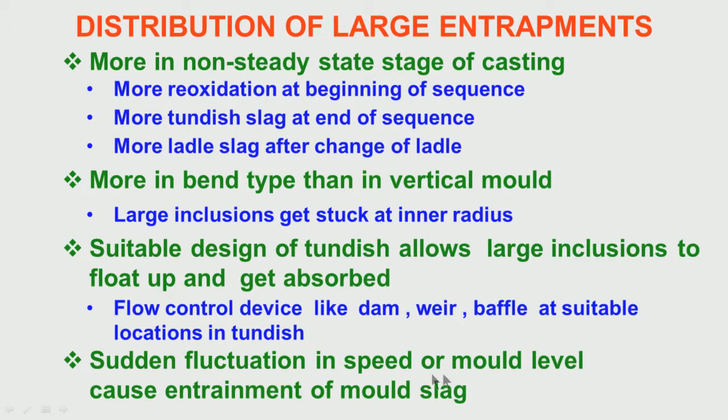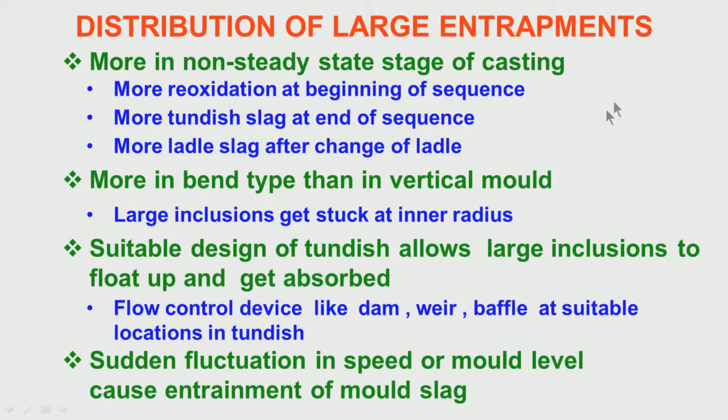Then sudden fluctuation of speed or mold level can cause entrainment of mold slag. So we know at what stages there are possibilities of large entrapments. That means at what stages of casting there is a possibility of poor cleanliness, and we know these are the locations where we have more defects, because the possibility of entrapment of large inclusions is there in those locations.